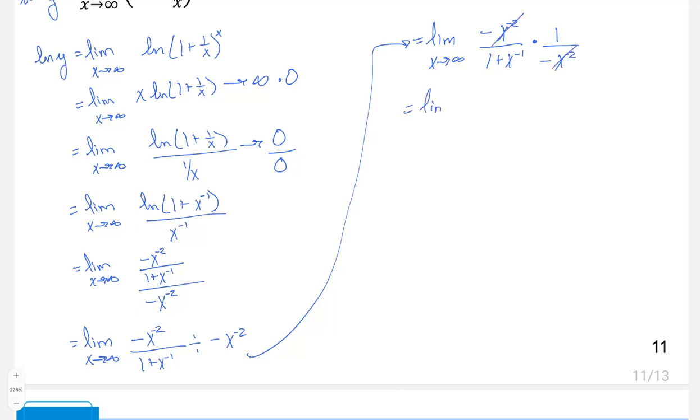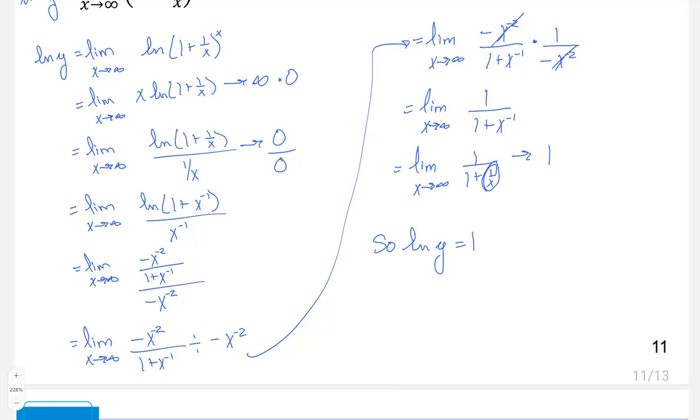So I'm really looking at the limit as x goes to infinity of 1 over 1 plus x to the negative 1, which is 1 over 1 plus 1 over x. And as x gets larger and larger, that's going to 0. So this is really heading to 1. Okay, but we're not finished because we said all this was equal to the ln of y. So the ln of y is equal to 1.